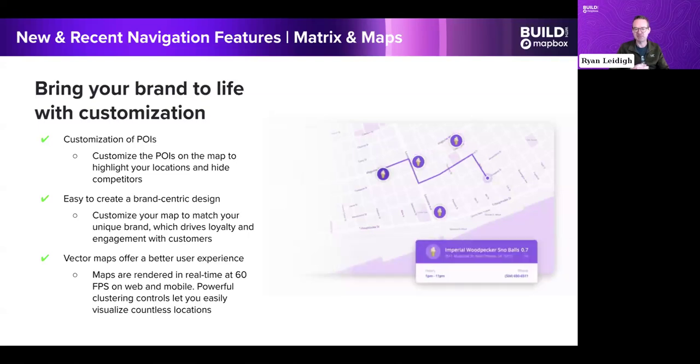As said previously, maps are rendered in real time at 60 frames per second on web and mobile. So powerful clustering controls let you easily visualize all of these locations and display them in the way you want and you want your users to experience them on your site. One of the companies we do this with is Rocket Homes. Over on the next slide.